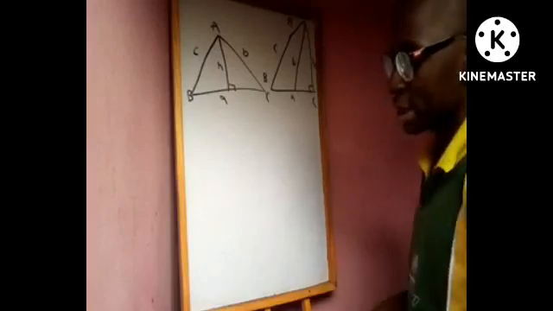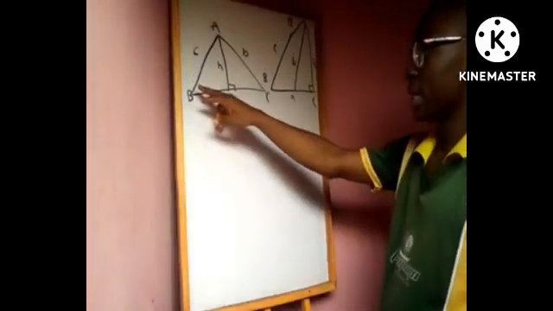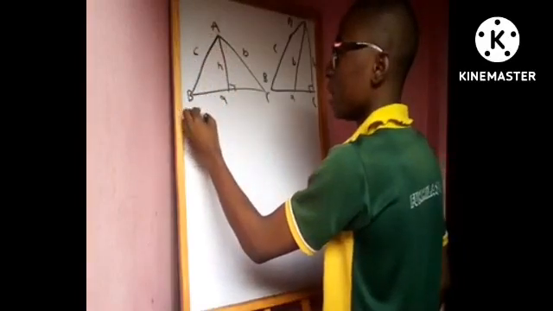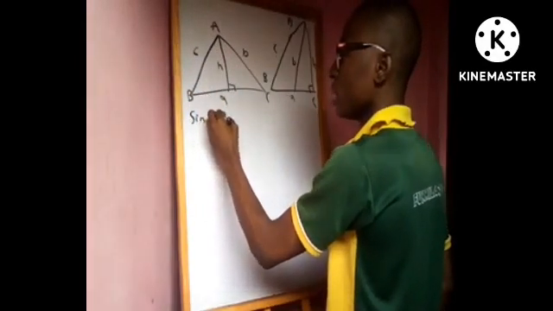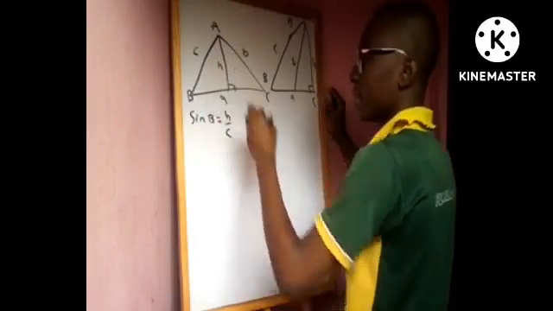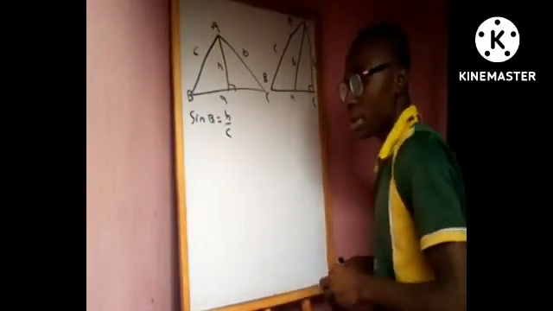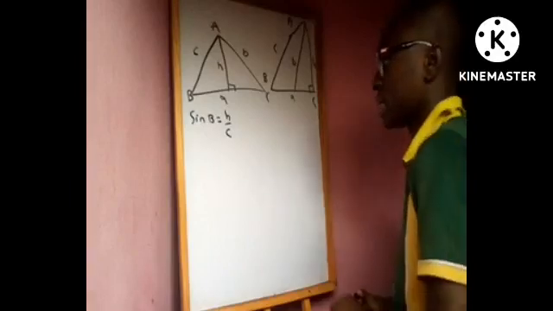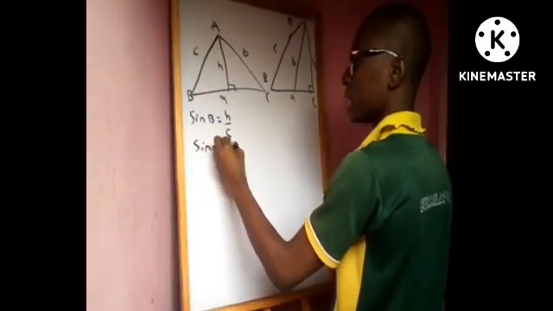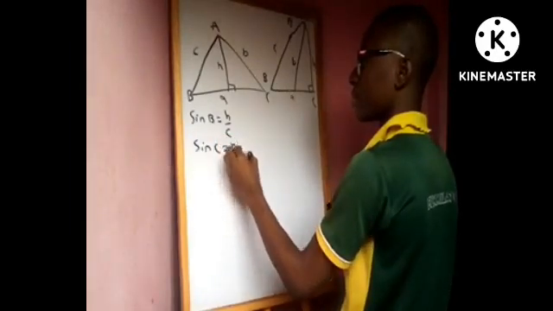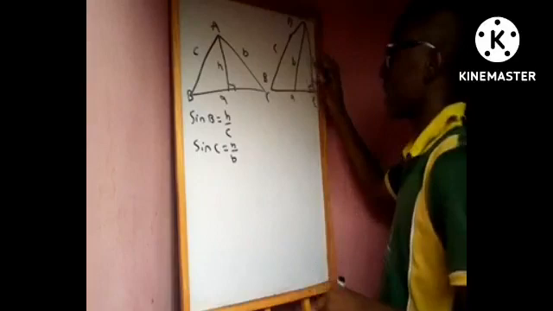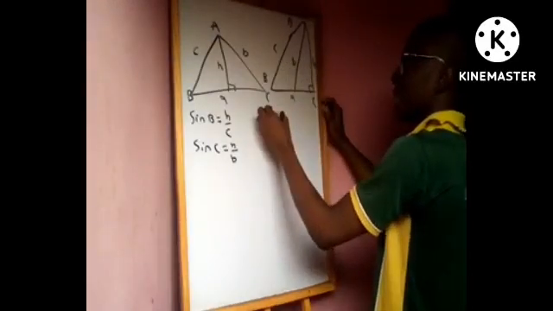Now what will sine B be here? The sine of this angle B will be opposite over hypotenuse. Sine B is equal to H over C. That's for this first triangle. At the same time, for this first triangle, we can say sine C is H over B, opposite over hypotenuse. Now for this second triangle, we can say sine B is B over C.